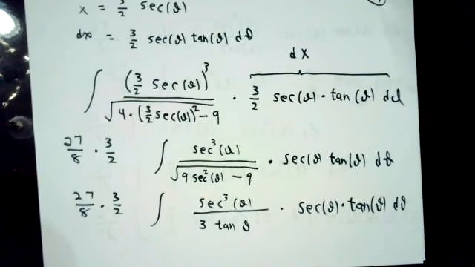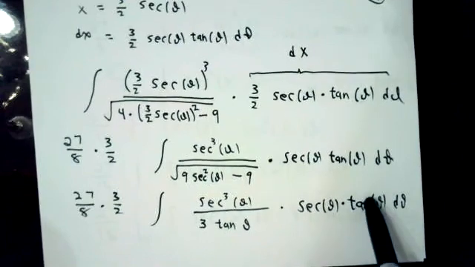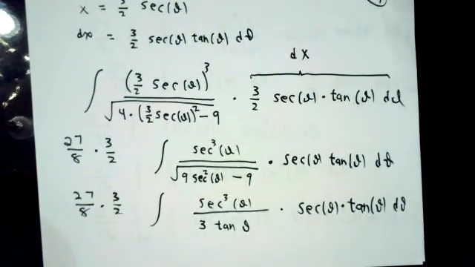There is some good news. I'm going to be able to pull a 1/3 out, but better than that, I've got a tangent in the denominator and a tangent in the numerator. Those cancel each other out, and I'll have just 3 factors of secant from that, 1 factor of secant from that. After I cancel the tangent of thetas and pull the 1/3 out front, all I've got left to do is to integrate secant to the 4th power of theta.